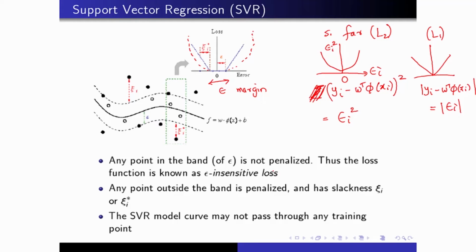However, any point outside the band is penalized, and the penalty is different for points above and below the band. So the penalty is xi for points above the band, and it is xi star below the band.